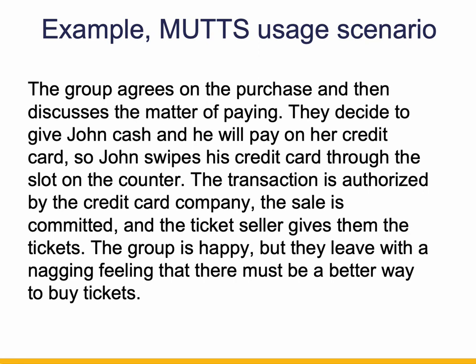So in closing this usage scenario, the group agrees to purchase the tickets. Now they have to discuss how they're going to pay. They decide to give John, the buyer, cash, and he'll pay on his credit card. So John swipes his credit card through the slot in the counter. The transaction's authorized, sale committed, the ticket seller gives them the tickets. The group is happy, but they leave with a nagging feeling they missed out on something, like they didn't get the best bang for their buck, partially because they were rushed, or felt rushed.